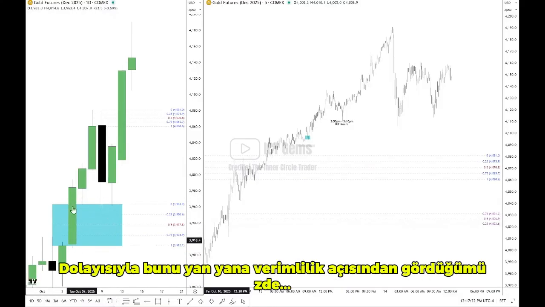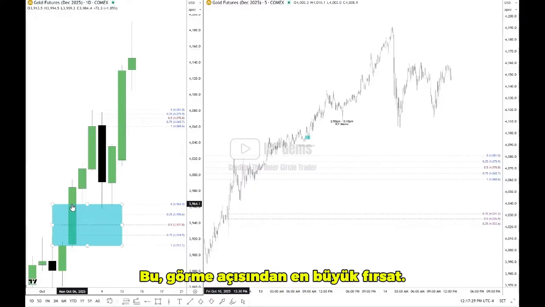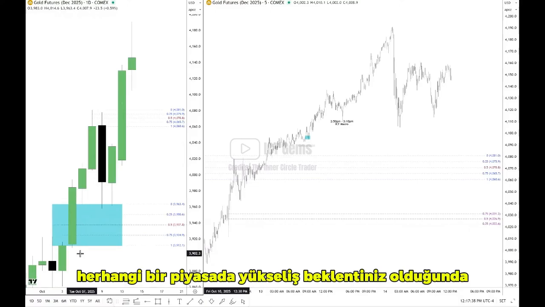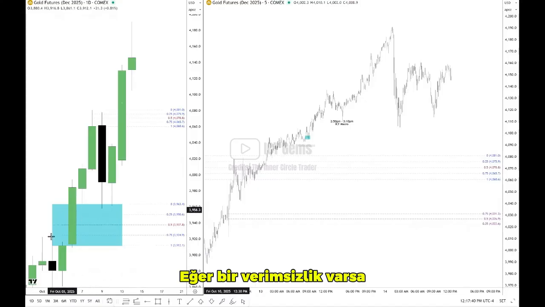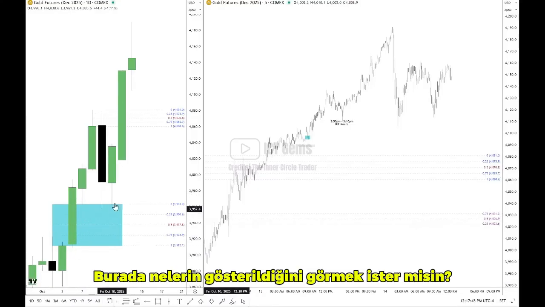So when we saw this buy side imbalance sell side inefficiency, BISI, fair value gap, this is the biggest opportunity to see how much strength gold really has. And this is not limited to just gold. You want to use this same concept anytime you're bullish. Anytime you are bullish on any market, if there's an inefficiency that's visible in the price action, you want to see what's being shown here.